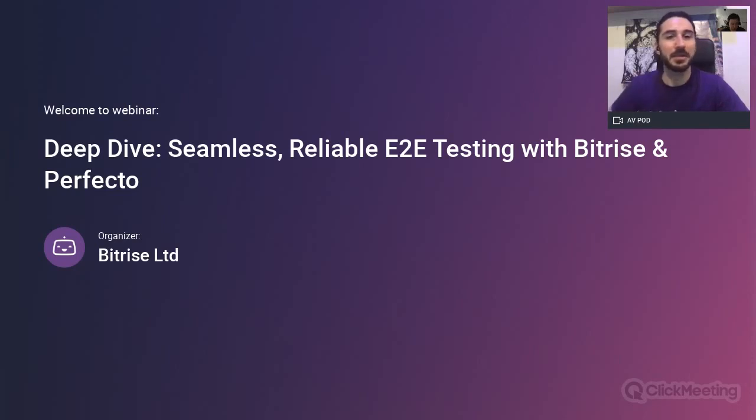And this would be basically the setup of running your Perfecto tests on Bitrise and uploading your APK from Bitrise to Perfecto.